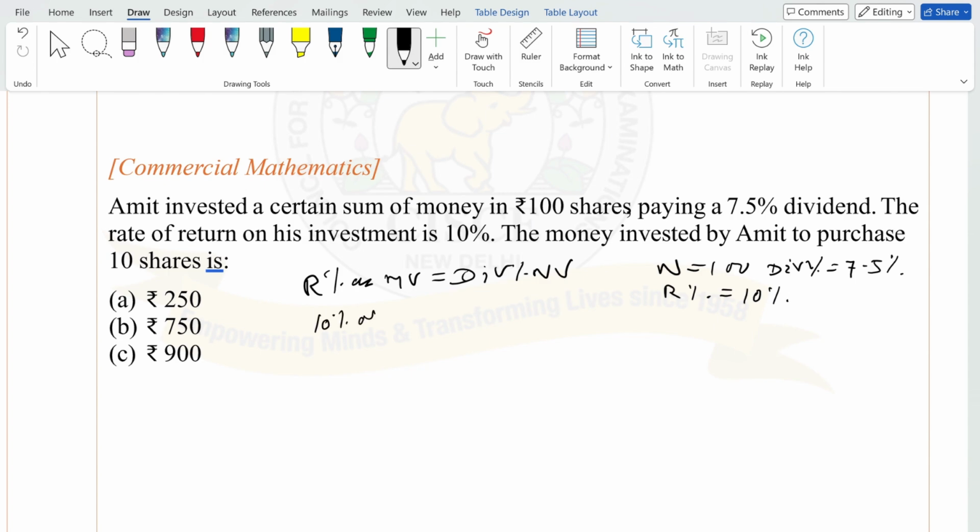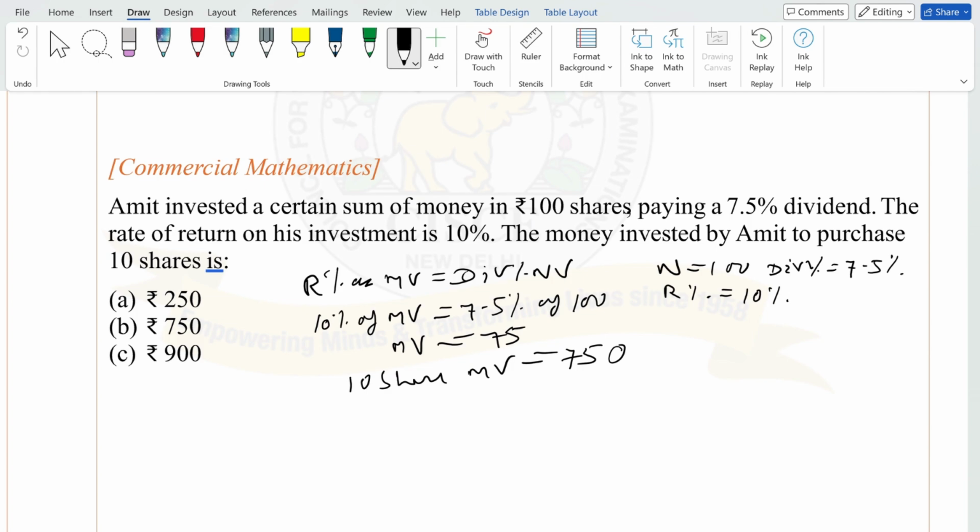10% of MP equal to dividend percentage, 7.5% of 100. So MP equal to 75. Now MP, market value of 1 share, equal to 75. For 10 shares, MP equal to 75 into 10, that is equal to 750. So the answer is 750.